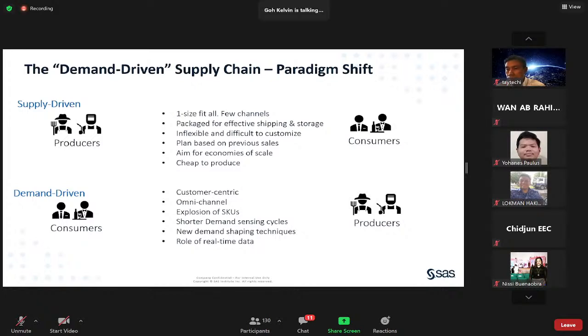Okay, and then also this very important thing about the role of real-time data. So this summary here is not meant to say what is good, what is bad. It is just displaying a list of characteristics of a demand-driven supply chain versus a supply-driven one. So this is the first part that I'd like to set the stage, in terms of explaining how all this concept comes together later when we talk about a demand-driven supply chain and the analytics that comes along.